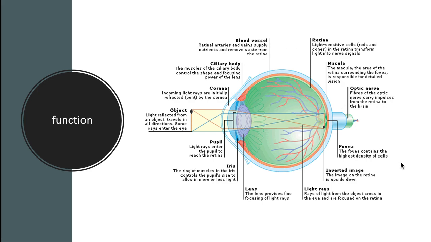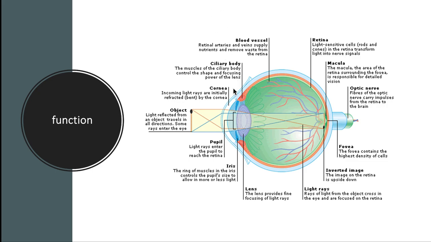The choroid layer, which we said is the pigmented layer, that is present beneath the sclera, contains numerous blood vessels, and their purpose is to nourish the retina. And then the purpose of the pigmentation is to prevent unnecessary reflection within the eye.